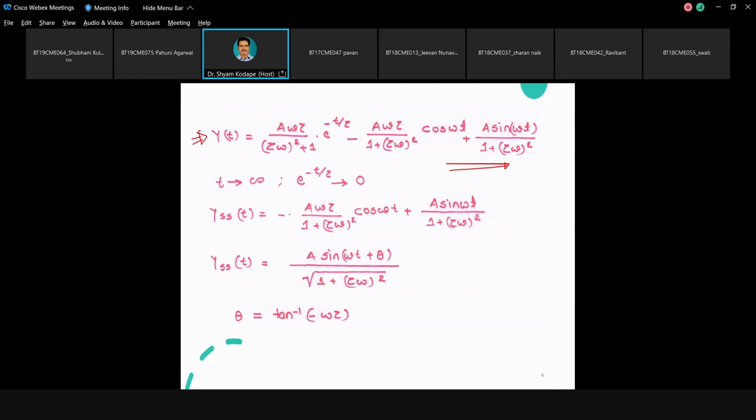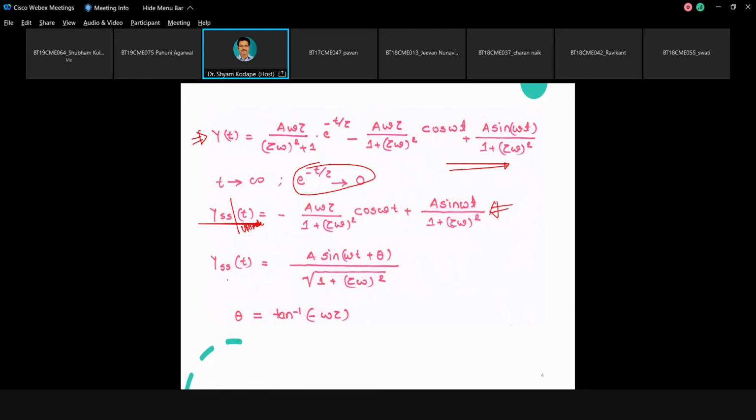Okay, so next was t tends to infinity. At that time this transient response will decay or become zero, and only the steady state remains. The ultimate steady state will be in this format. I'm not going into that, we have already done it.